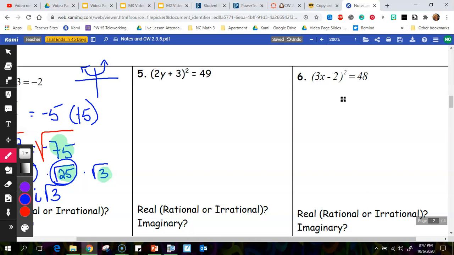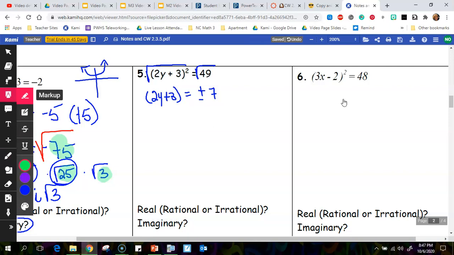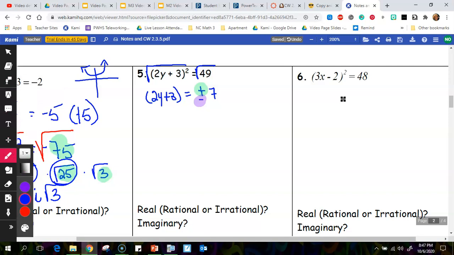So on this one, I have to take the square root first, because that's the last thing that was done. So 2y plus 3 equals plus or minus 7. So on this one, I would break this up into two different equations. One of them would be positive 7, and one of them would be negative 7. So I would take this 2y plus 3 out of the parentheses. 2y plus 3 equals positive 7. And then over here on this side, 2y plus 3 equals negative 7.